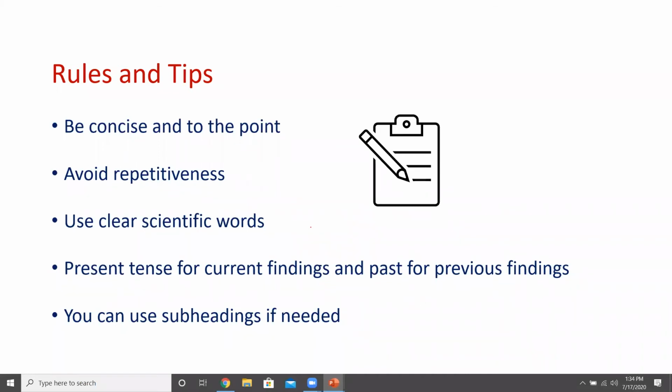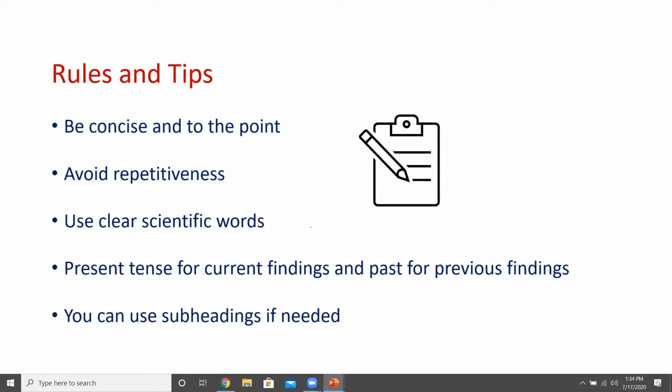The third tip is to use clear scientific words. Again, I know that I've said deal with your research and think of it as a story, but also don't just use loose terms or words that are not strong or 3-4 different words for the same idea. Just use very clear language, very clear scientific words and make it as strong as it can be.